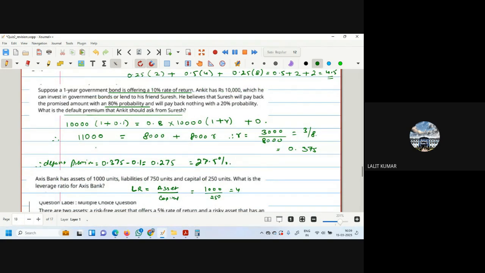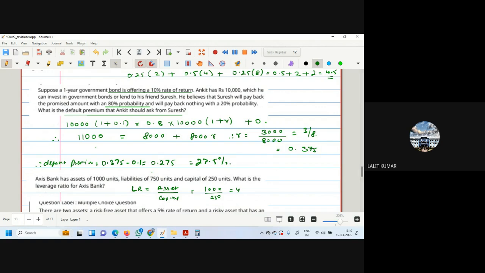Next is: suppose a 1-year government bond is offering a 10% rate. Ankit has 10,000 which he can invest in government bonds or lend to his friend Suresh. Suresh will pay back the promised amount with an 80% probability and will pay back nothing with a 20% probability. So what is the default premium that Ankit should ask from Suresh?